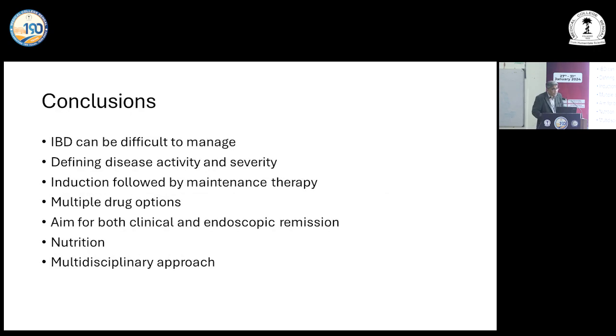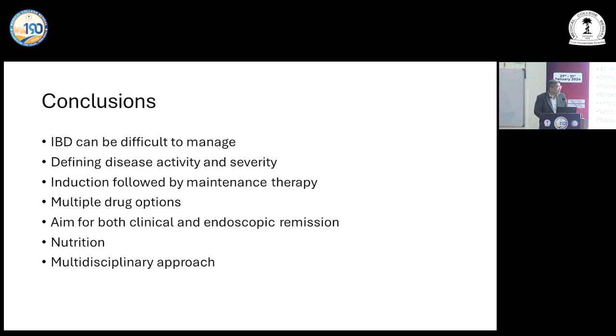So I'm coming to my last slide. Sorry, I had to rush a bit because of the time. As you all realize, IBD can be very difficult to manage. It's very important to initially define the disease activity, severity and extent. You always start with the induction agent, and once the patient is well controlled, you think about maintenance therapy. We have got multiple drug options, but our aim is both clinical and endoscopic remission.